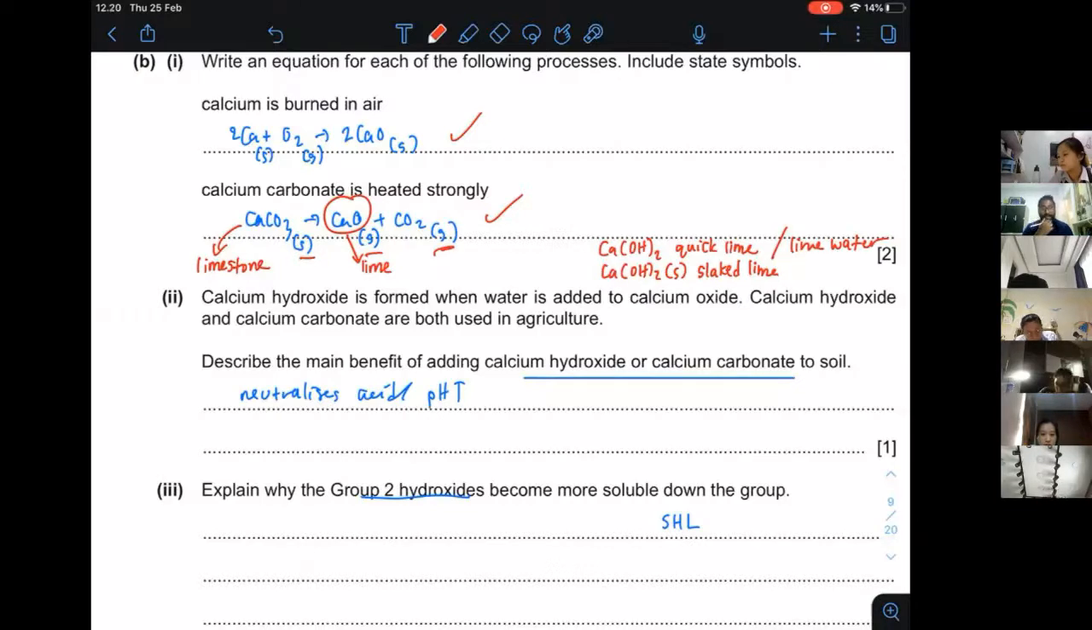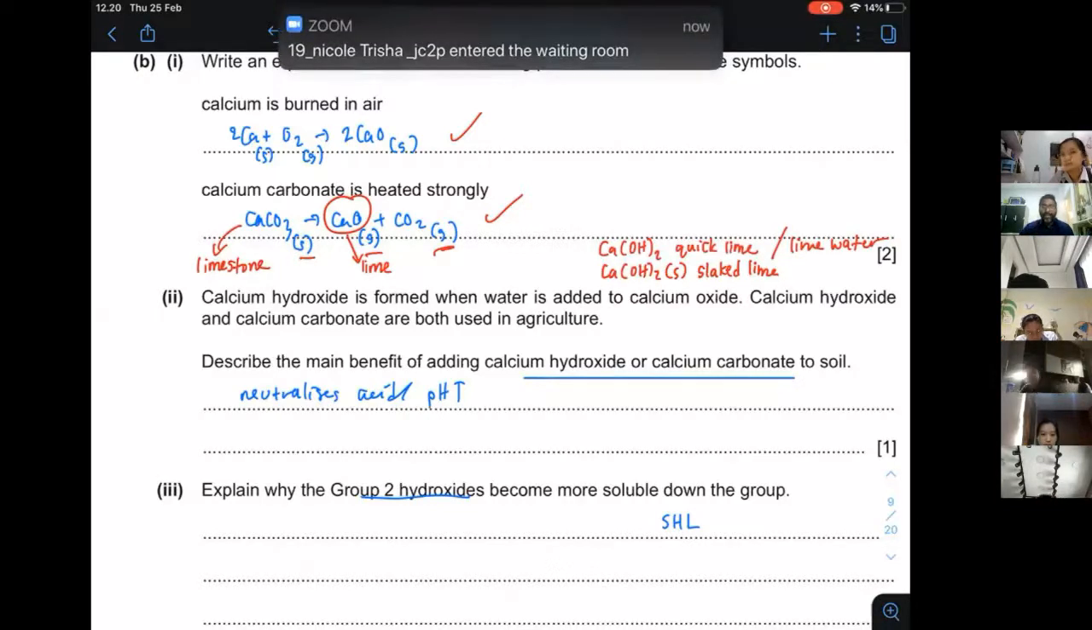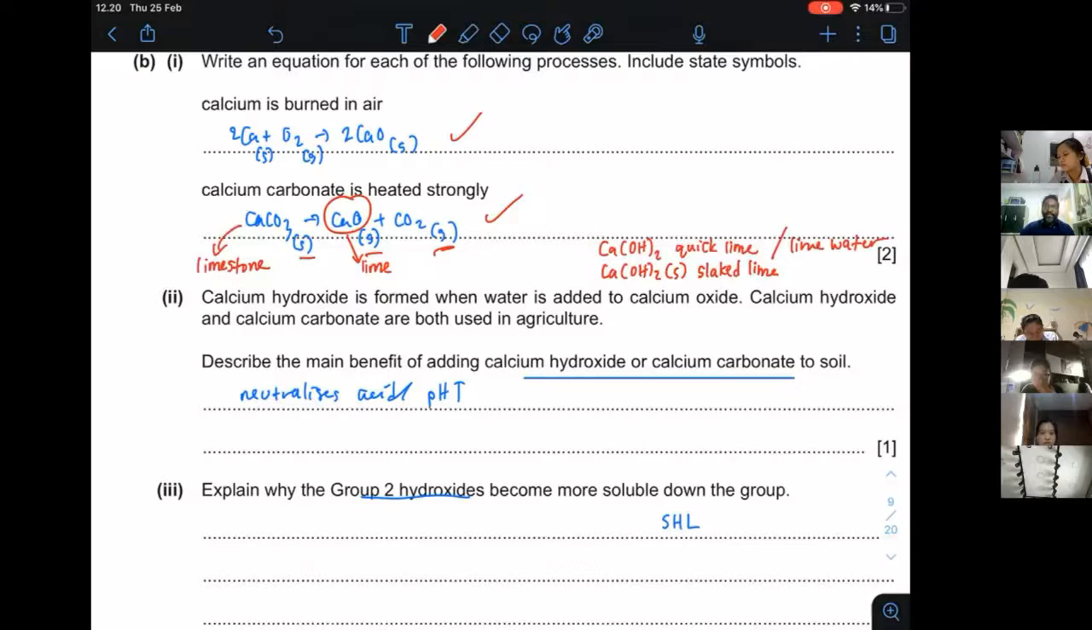Describe the main benefit of adding calcium hydroxide or calcium carbonate to the soil. Basically, we are trying to increase the pH, or we are trying to reduce or neutralize the acid in the soil. You bring up the pH.